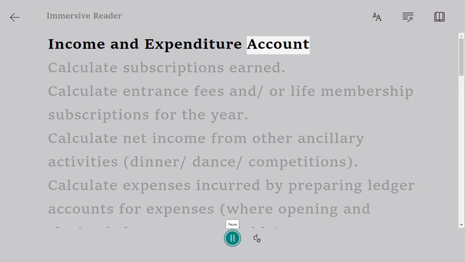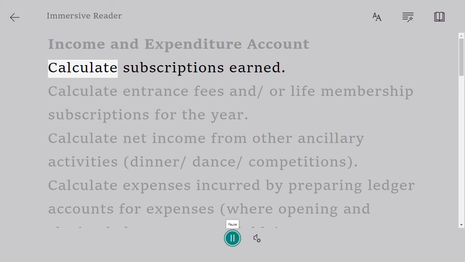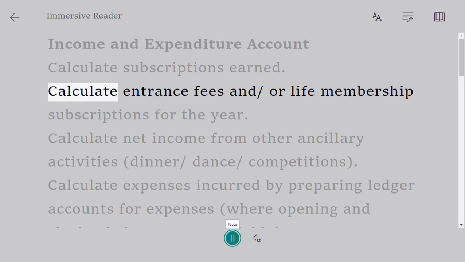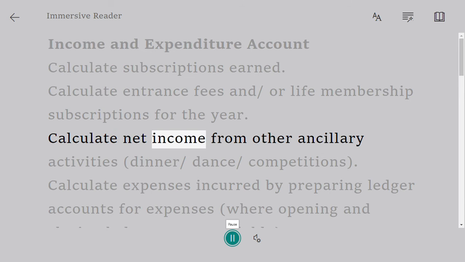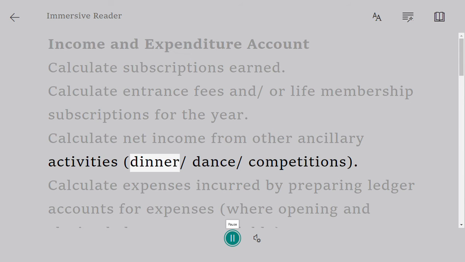Income and expenditure account. Calculate subscriptions earned. Calculate entrance fees and or life membership subscriptions for the year. Calculate net income from other ancillary activities, dinner/dance/competitions.